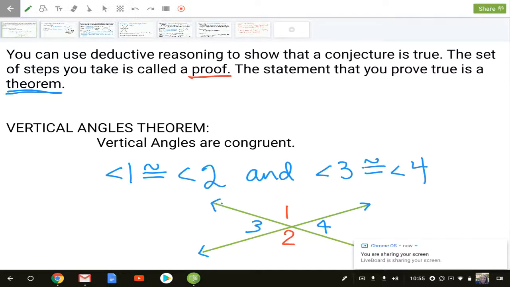Okay, so the first theorem that we're going to look at is the vertical angles theorem. Remember, vertical angles are the ones that are across from each other, like 1 and 2 in this picture, and 3 and 4. So the vertical angles theorem tells us that vertical angles are congruent. So in that case, angle 1 is congruent to angle 2, and angle 3 is congruent to angle 4.